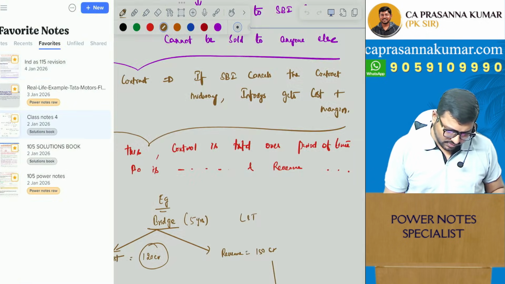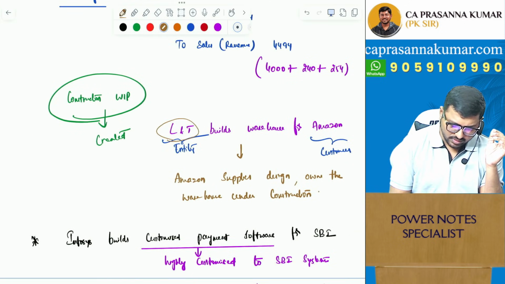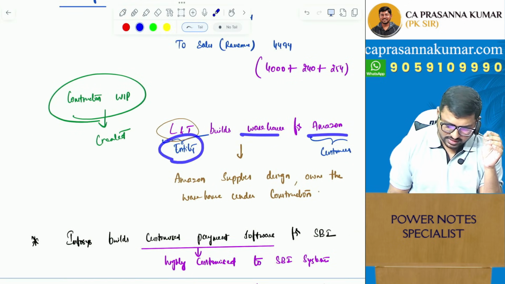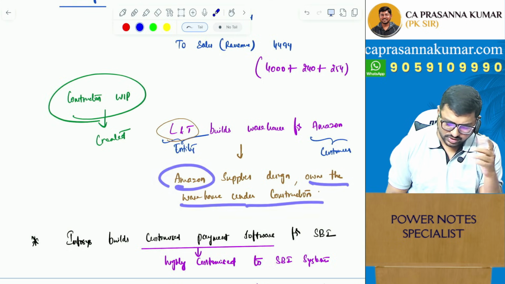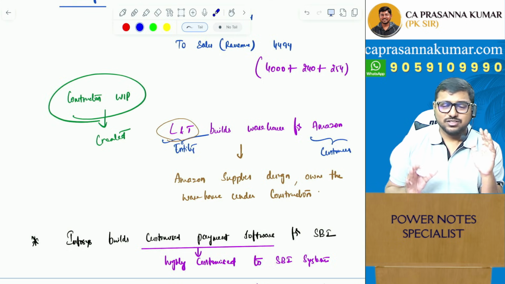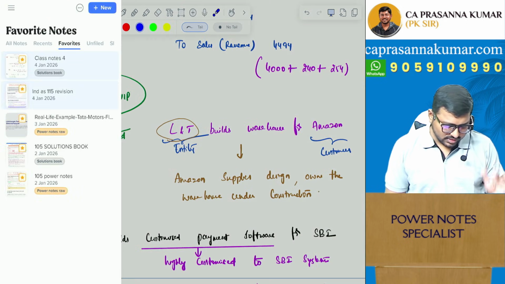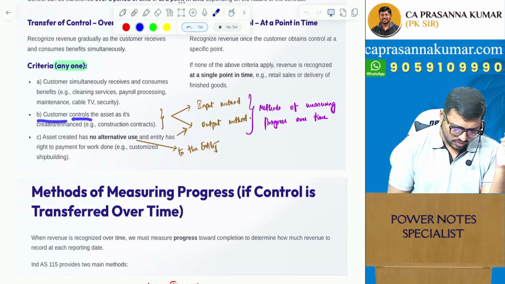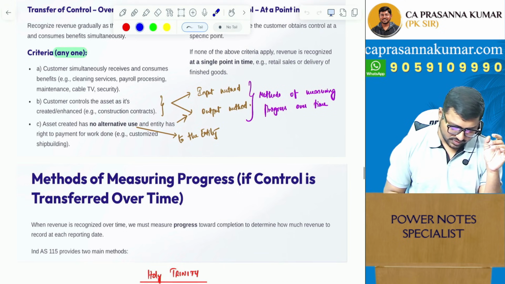Look at the example, Nana. So, for example, L&T builds a particular warehouse for Amazon. So, L&T is the entity, Amazon is the customer. Okay. Amazon supplies design, but at the same time, Amazon owns the warehouse under construction, correct? Right? L&T's job is just to build. And for building, it will get something from Amazon. But who owns it eventually? Amazon, right? So that is the point that we have written here. Customer controls the asset. Amazon controls the warehouse as it is created or enhanced. Got it? All right.